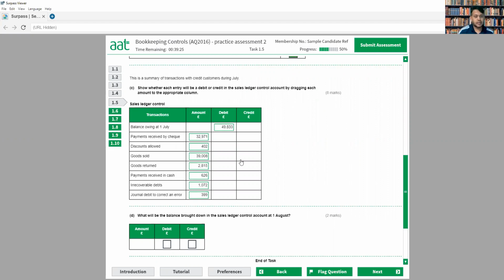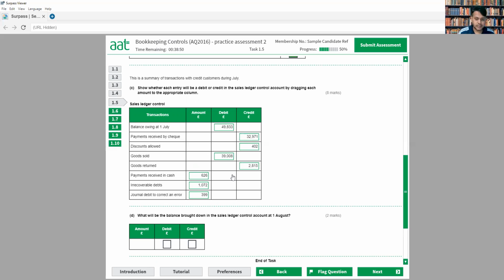Then we have a payment received by cheque. If the customer pays you, that will reduce your balance, so that will be credit. And discount allowed, if we give a discount to my customer, it will be credit. So anything that will reduce the customer balance will be credit, and anything that will increase the customer balance will be debit. Goods sold: if I sell to that customer, the customer needs to pay me, so it will increase the balance, debit. Goods returned will decrease the balance, because if the customer returns goods to me, he's not going to pay for that. It will reduce the balance.